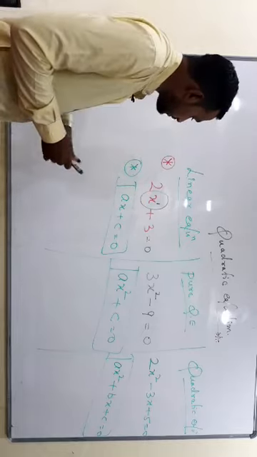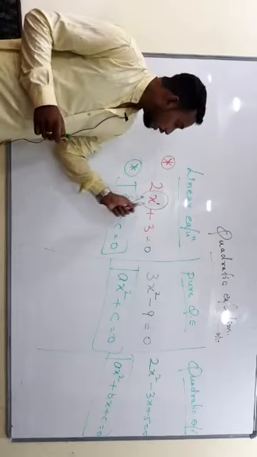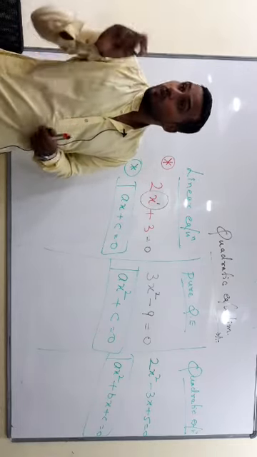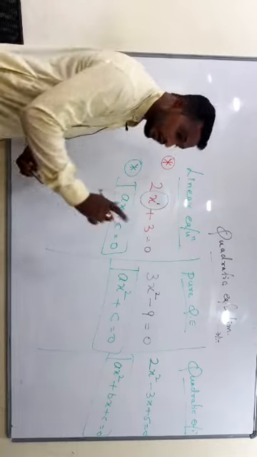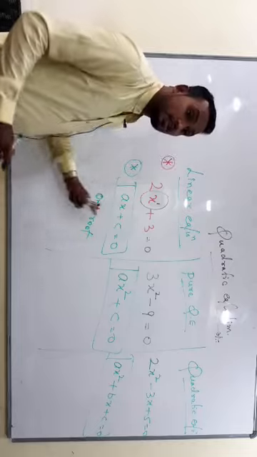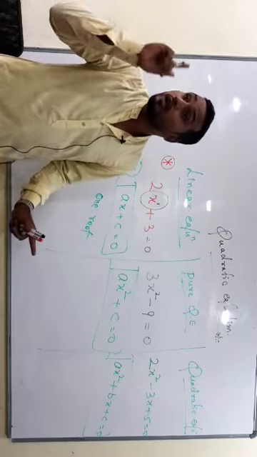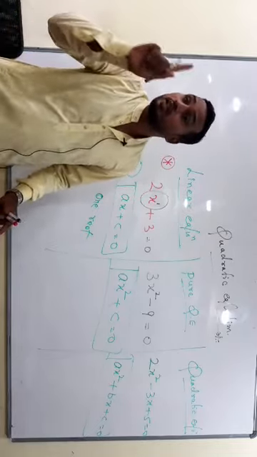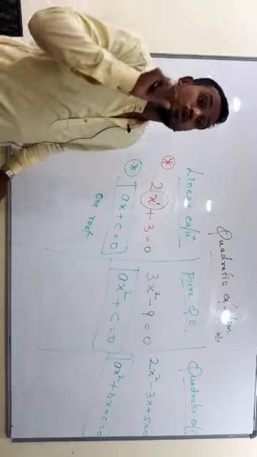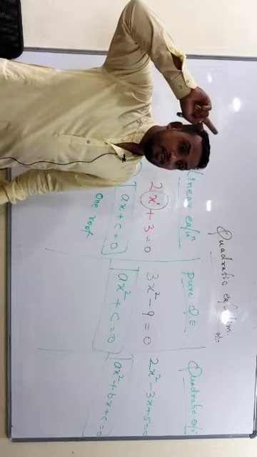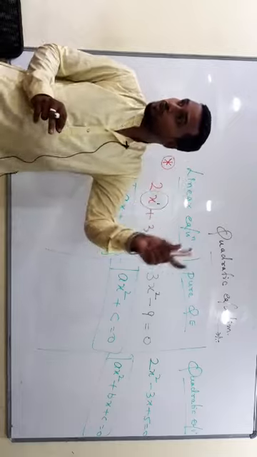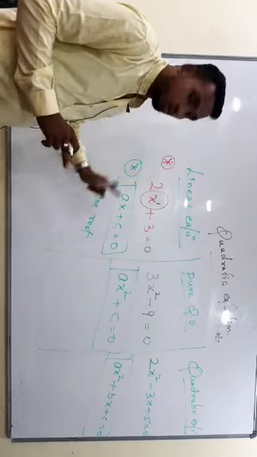See children, here what is the highest degree? 1. It means it has 1 root. How many roots does this equation have? 1 root. One root means one solution, one answer. We get one value of x. That is called one root. In a pair of linear equations, we call it one solution. There we use the word solution. Here we use the word root.